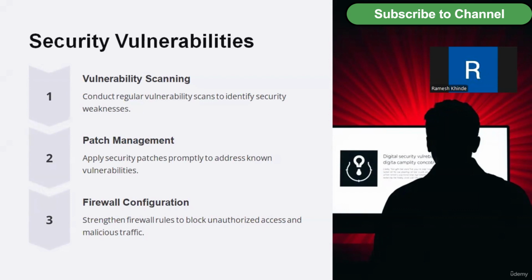If we know of some problems, definitely we will take care of them and take some prevention accordingly. Then the next one is firewall configuration. Strengthen the firewall rules to block unauthorized access and malicious traffic. If unauthorized users or something wrong is accessing, that should be filtered and blocked. So you have to do the firewall configuration accordingly.